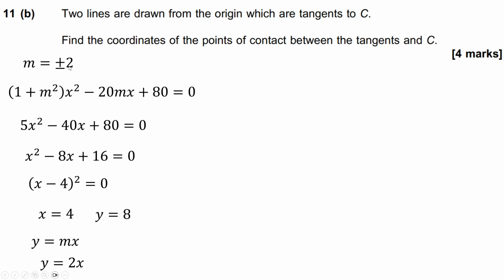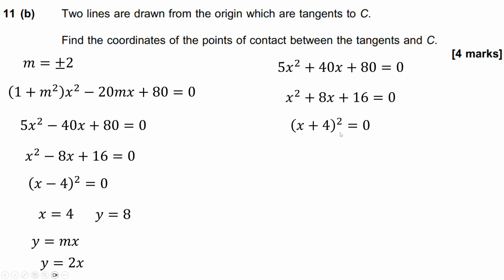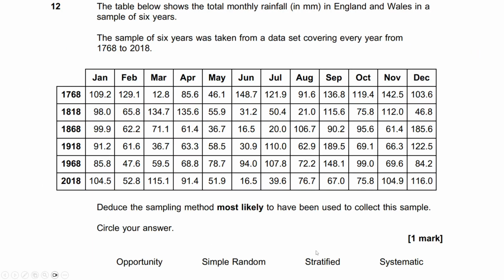And now it's the same thing here, but plug in m equals minus 2. You might be able to just tell that it makes this into a positive. You could just do it the longer way, but anyways, you'll get this. Divide by 5 on both sides. Now you get x plus 4 all squared equals 0, so x equals minus 4. You've got y equals mx, but now m equals minus 2, and x equals minus 4. So minus 2 multiplied by minus 4 is positive 8. So the coordinates are 4, 8, and minus 4, 8.